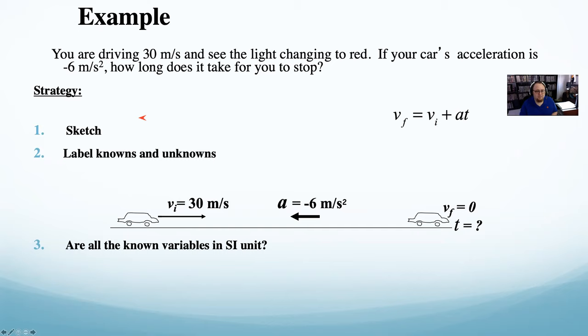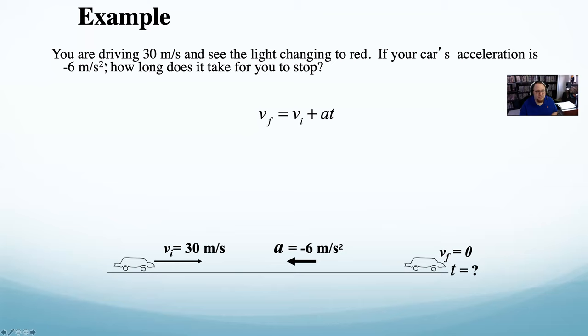And so I can solve it. Now I'm looking for T, so I'm going to try to get T alone. I'll subtract V initial from both sides, and then I can divide both sides by my acceleration. And there was my equation for time: time would be v final minus v initial over a.